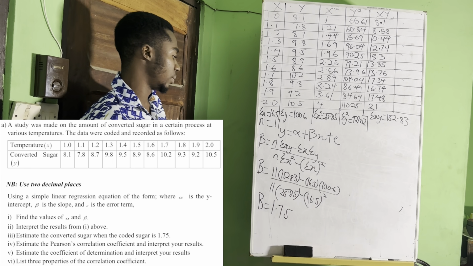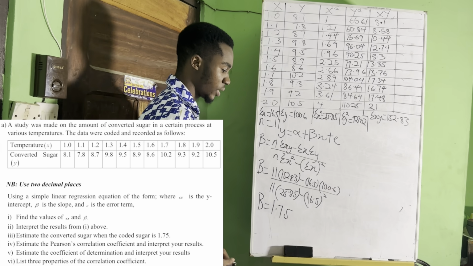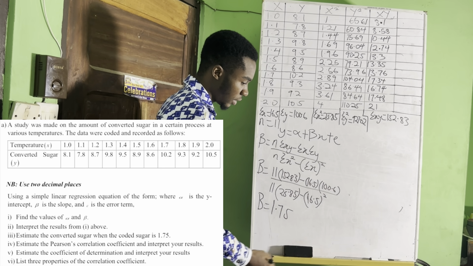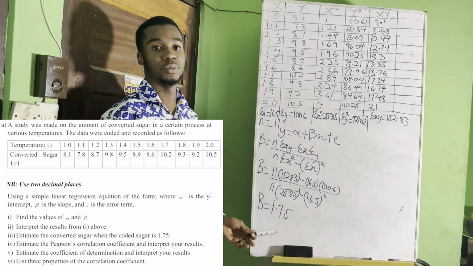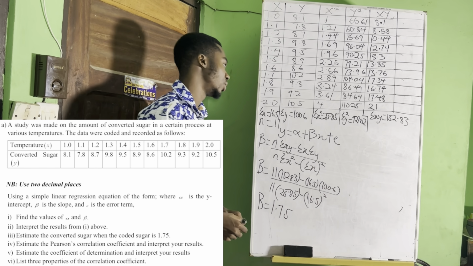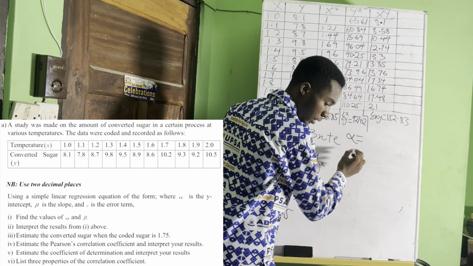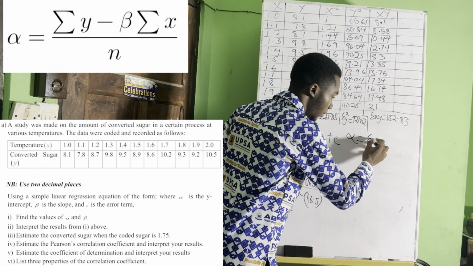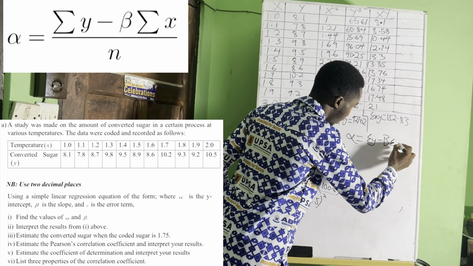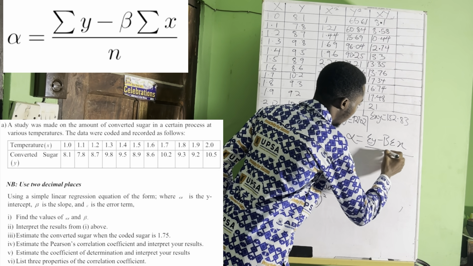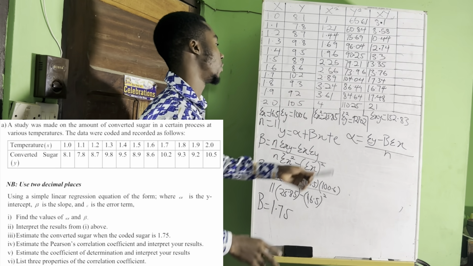That's when it's in 2 decimal places. So now you found your beta, or your b, which is 1.75. Now, they said find the values of alpha and beta, so you have to find the value for alpha. The formula for alpha will be given to you in the formula sheet, so no need to stress about it. When you look in the formula sheet, alpha is sigma y minus beta sigma x over n. Yeah, so this is the formula for alpha.